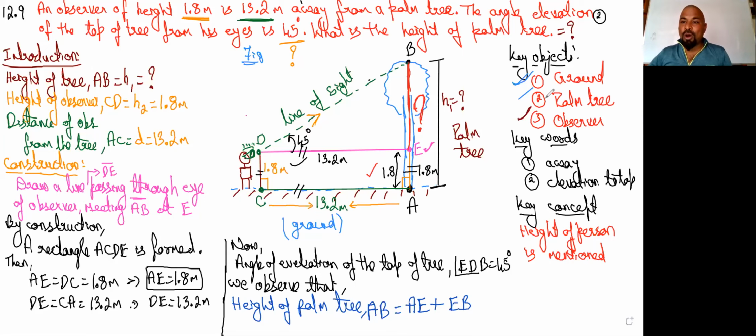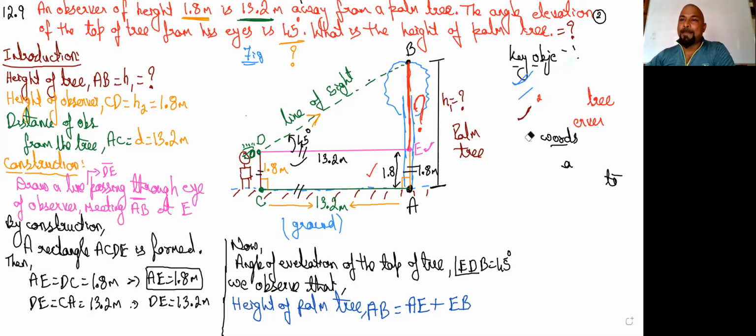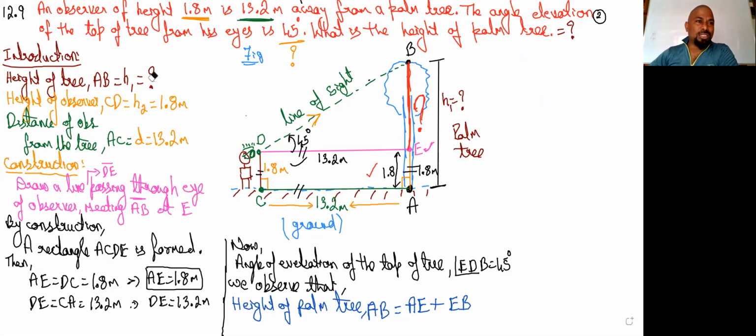So if you are able to find out the top part of the tree, obviously we can figure it out. So now from our figure, let us go to the geometrical shape. Key concepts and all, we are done with that. Now let us draw the shape here and calculate the total height of the palm tree, which broke into two pieces.